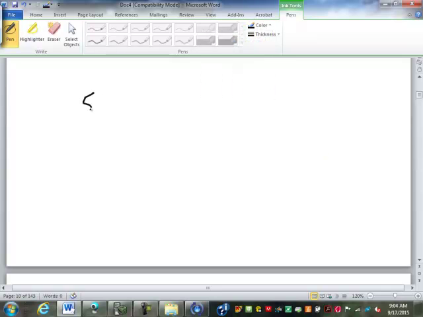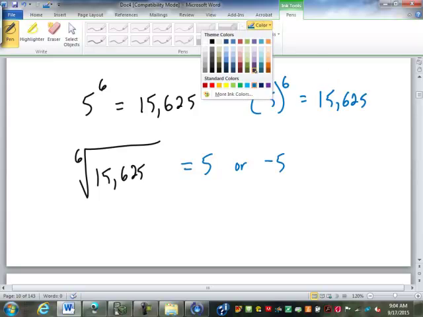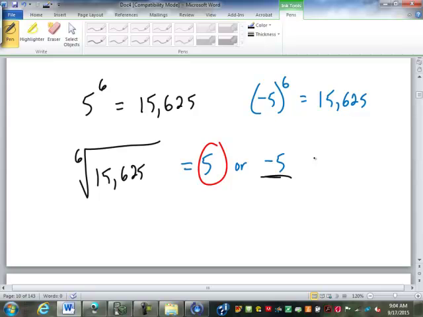So if I give you that 5 to the power of 6 is 15,625, what is the sixth root of 15,625? Five, right? Could it also be negative 5? Yes, because negative 5 to the power of 6 could also be a positive 15,625. Now again, we're only interested in the positive answer for the most part, but be aware that there is a second possibility.